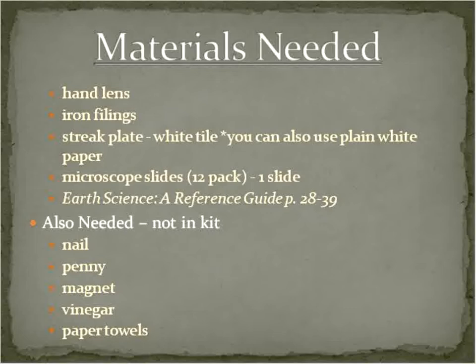The streak plate looks like this. It's called a tile, and that's all it is. You might use these to tile your bathroom. It's a white tile, comes in a bag. If you do not have this, you can use a white piece of paper or a 3x5 note card. So it's not the end of the world if you don't have your streak plate. This is a pretty important test, so you want to make sure you have something like a note card or paper or this.